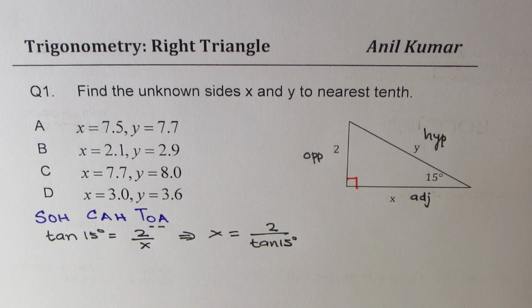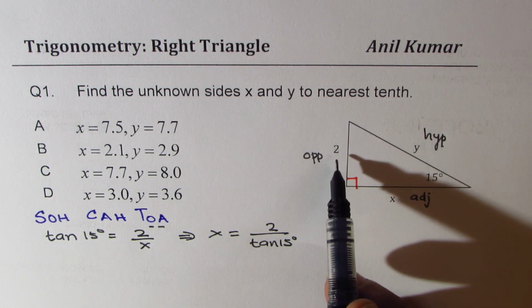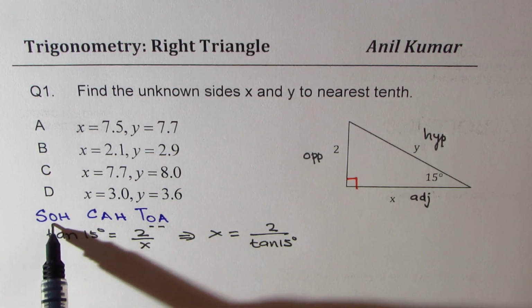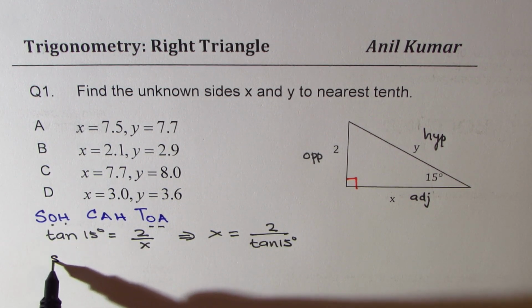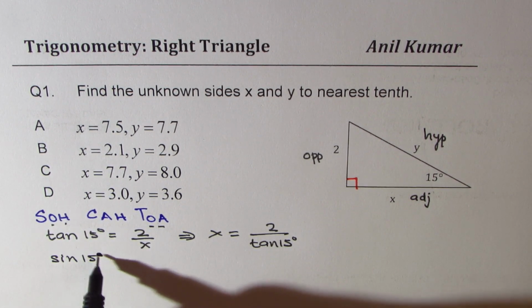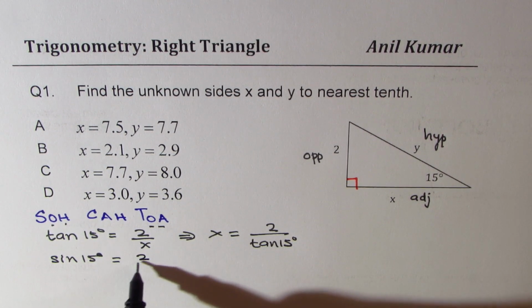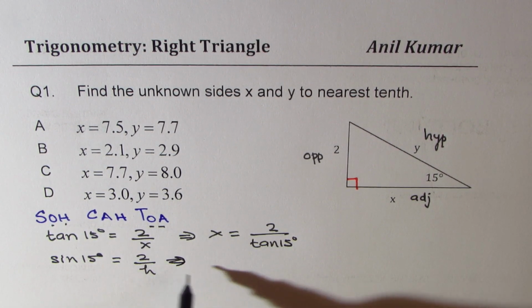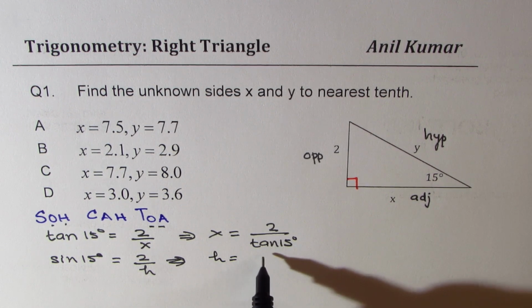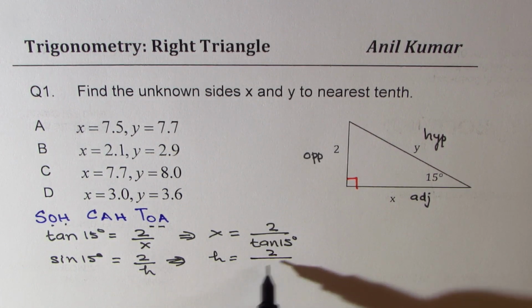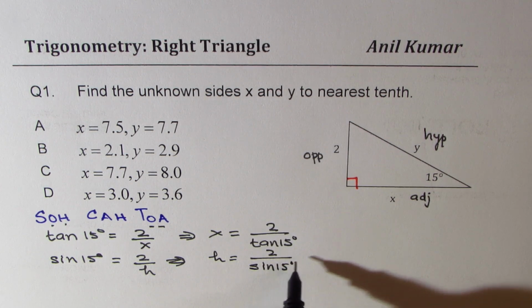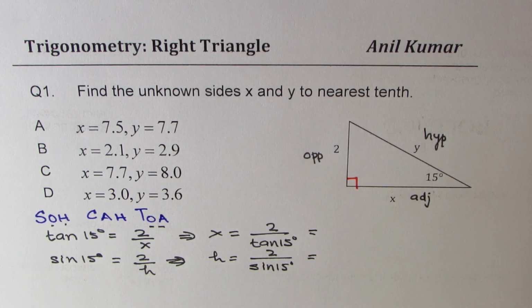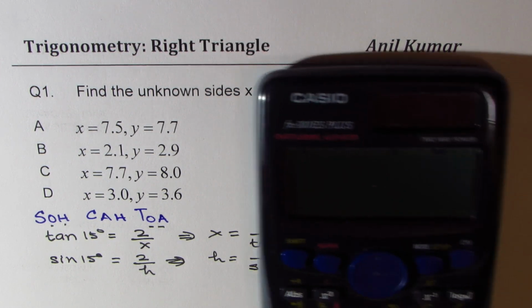As far as y is concerned, it is hypotenuse and opposite side. For hypotenuse and opposite side, you should be using sine. So now you write sine of 15 degrees is equal to 2 over hypotenuse. That means that the hypotenuse is equal to 2 over sine 15 degrees. So that is how you have to get your solution. Now use your calculators in degrees to find the answer.